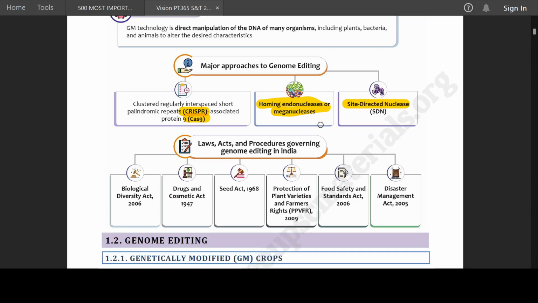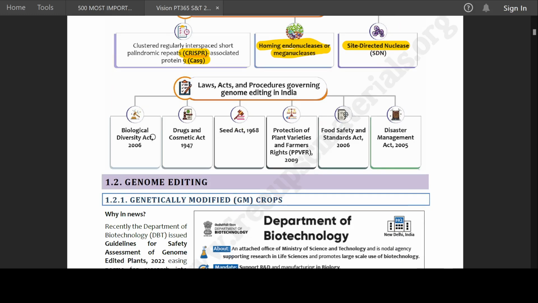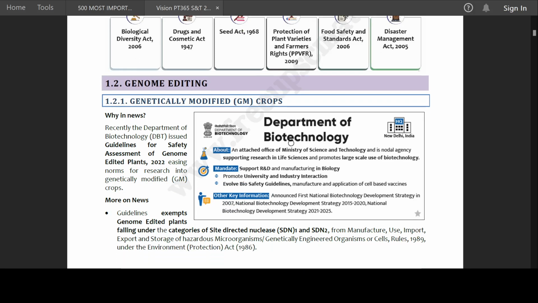Laws and acts and procedures governing the genome editing in India: Biological Diversity Act, Drug and Cosmetic Act 1947, Seed Act 1968, Protection of Plant Varieties and Farmers' Rights 2009, Food Safety and Standards Act 2006, and Disaster Management Act 2005. This is almost important for mains writing only. Genome editing, let's go in detail.